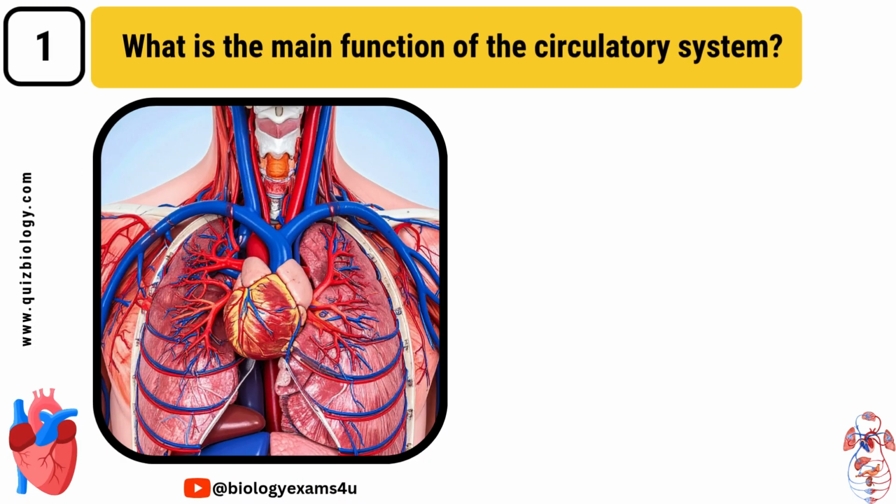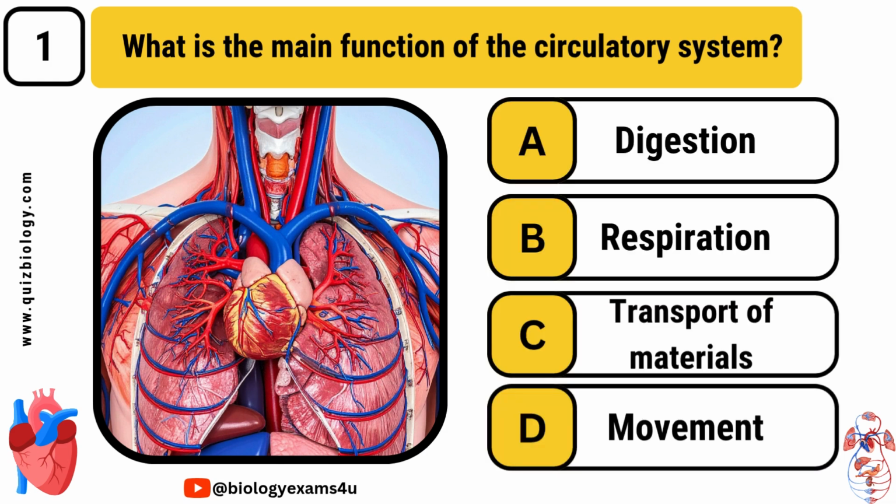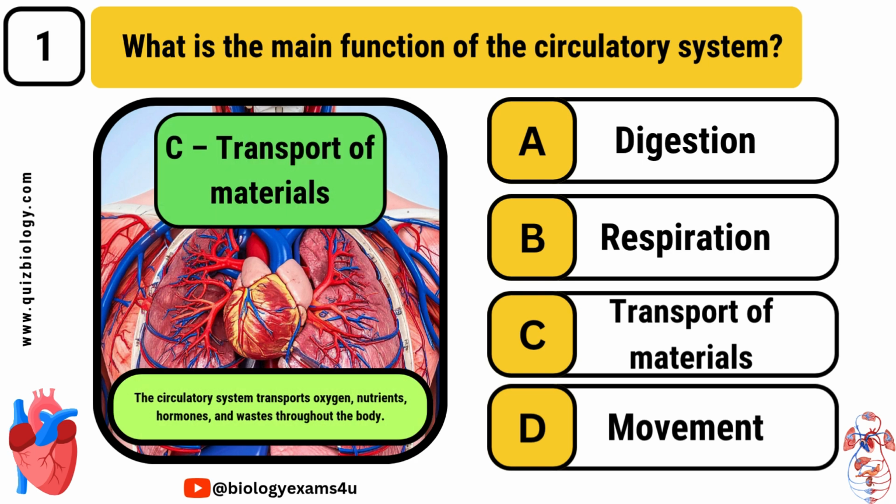Question number 1. What is the main function of the circulatory system? The options are digestion, respiration, transport of materials, movement. Your time starts now. Circulatory system transports oxygen, nutrients, hormones and waste throughout the body.